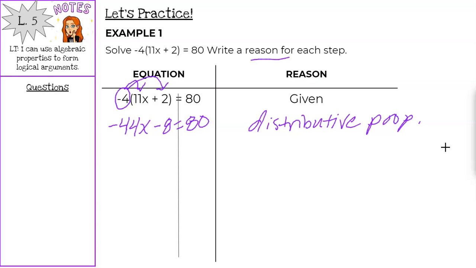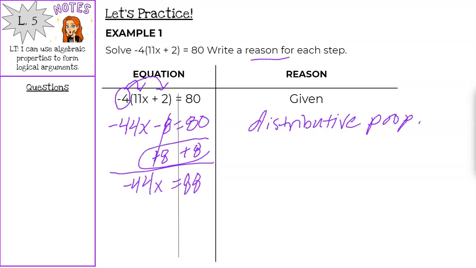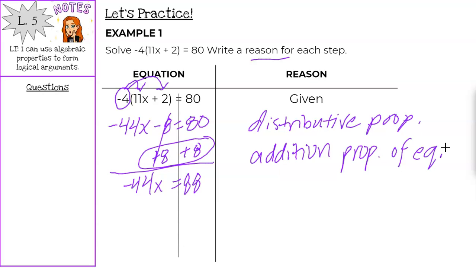The next thing we'd want to do is undo that subtraction, so undo that -8 with a +8. 80 plus 8 is 88. We're left with -44x. The reason we can add 8 to both sides is the addition property of equality. And you can abbreviate the way I'm abbreviating if you'd like. Then the last step is to get x all by itself.